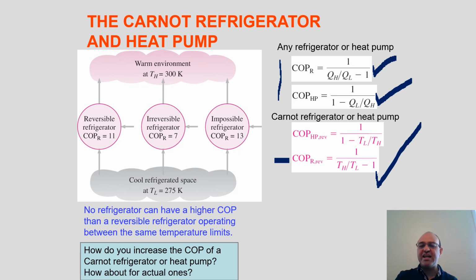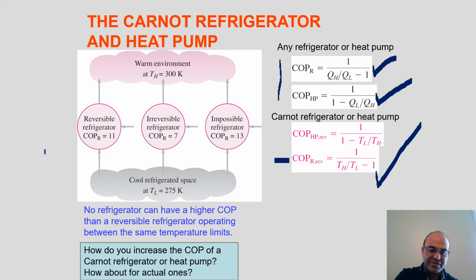So what are TL and TH for a refrigerator? For instance, in your household refrigerator, TL is the design temperature of the inner compartment, how cold you want to keep the inner compartment. TH would usually be the room temperature for the household refrigerator, because the heat is rejected to the ambient. So that's it.